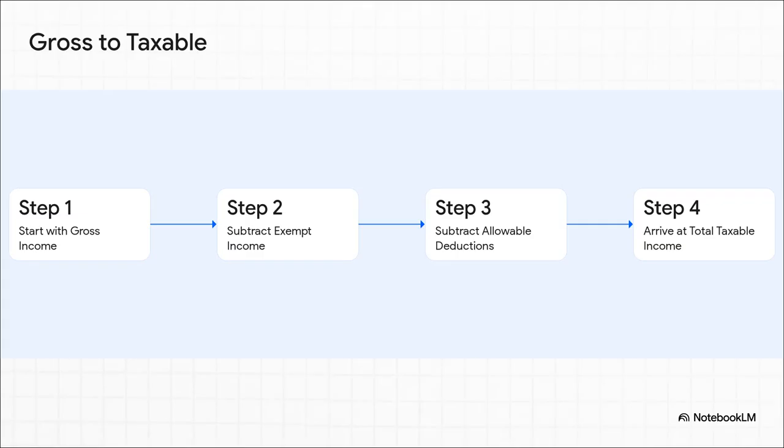It's all about subtraction. You start with that big gross income number. Then, the law lets you take out specific types of income that are exempt. After that, you get to subtract certain approved deductions. Whatever is left over at the very end, that's your total taxable income.